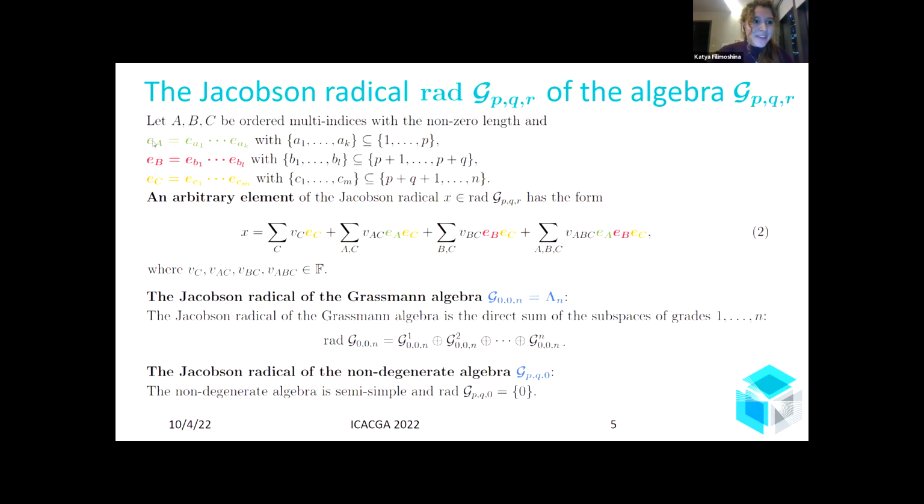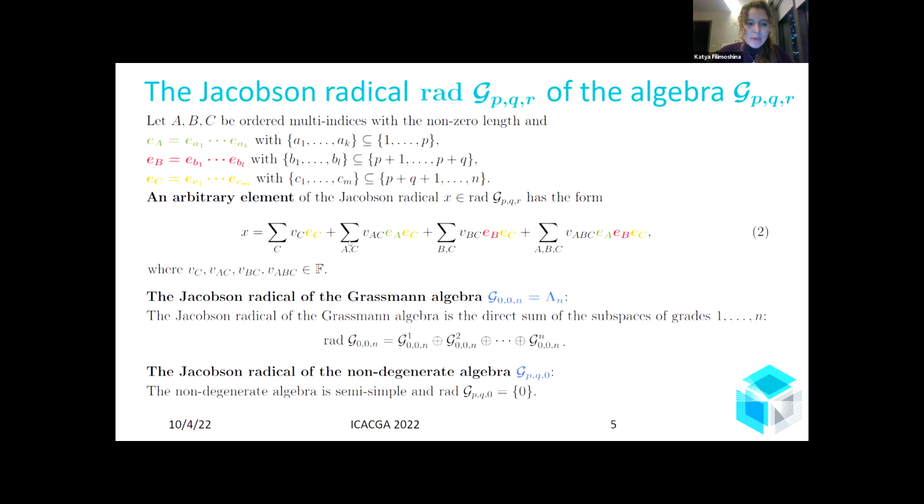First, let us consider EA, EB, and EC, where A, B, and C are ordered multi-indices with a non-zero length. Note that the square of each of the green generators in EA equals +1. The square of each of the red generators in EB equals -1. And the square of these generators, the yellow ones, equals 0. Then an arbitrary element x of the Jacobson radical has the following form, where VC, VAC, VBC, and VABC are in the field F.